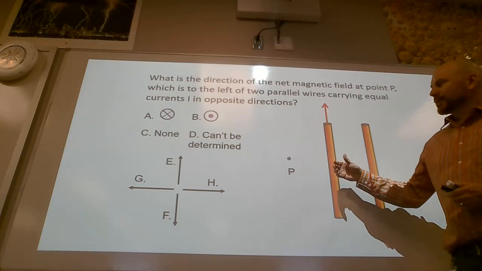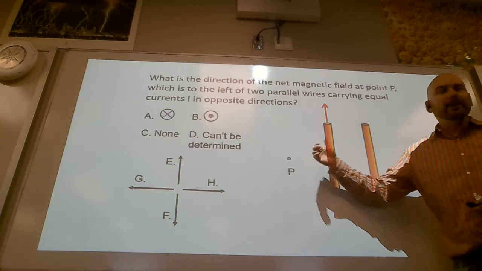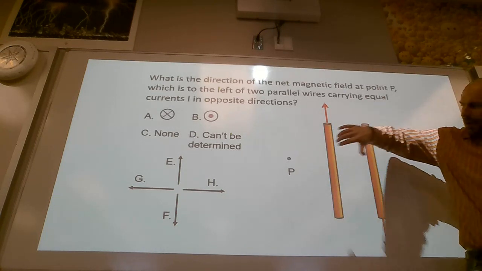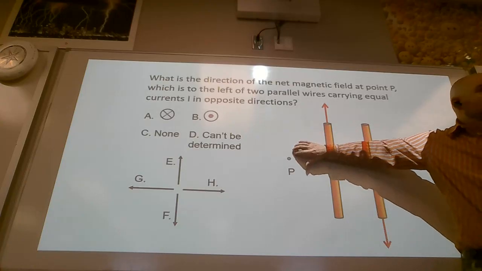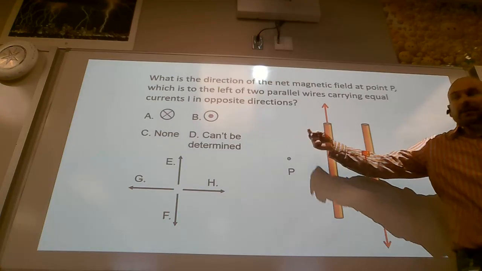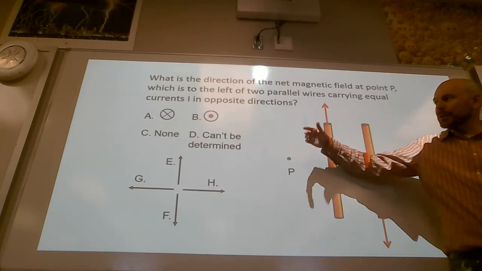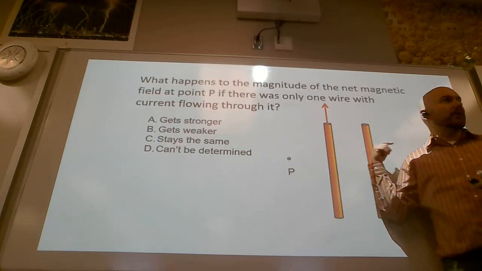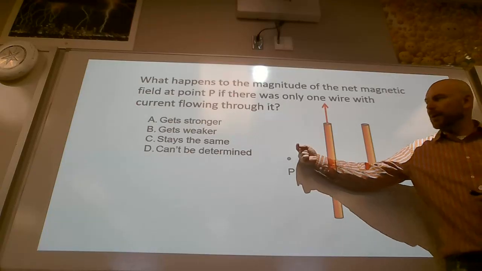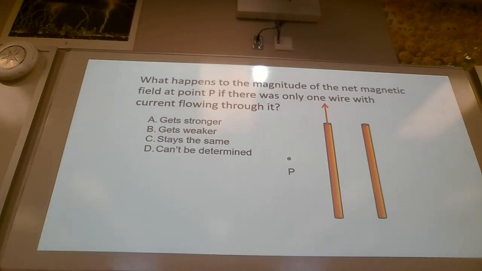A. Gets stronger. Okay, so here, this wire is creating a magnetic field coming out. This one's creating a magnetic field at point P going in. It's just weaker because it's further away. They're in opposite directions. This one's going out, this one's going in, but this one's weaker, so it adds up to still going out. You turn this one off, you don't have that weaker one, so it gets stronger with just that single wire. It is not fighting against the magnetic field of the right-hand wire. Good? Okay.